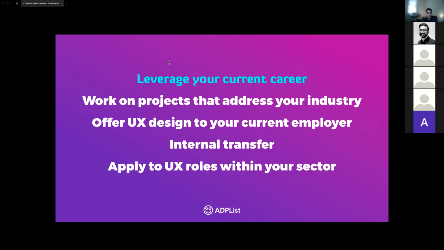It's a lot easier to get into internal transfers and apply to UX roles within your sector. So let's say, for example, you're a teacher and now you want to switch to UX design. It might be difficult to start over, but let's say that you wanted to be a UX designer for an online learning application or maybe Khan Academy. When you put your resume and job out there, not only do you have the UX design portfolio and experience, but you're also coming in with the experience that you already have. So leveraging the existing career that you've had is one of the most overlooked aspects of those who are switching careers.